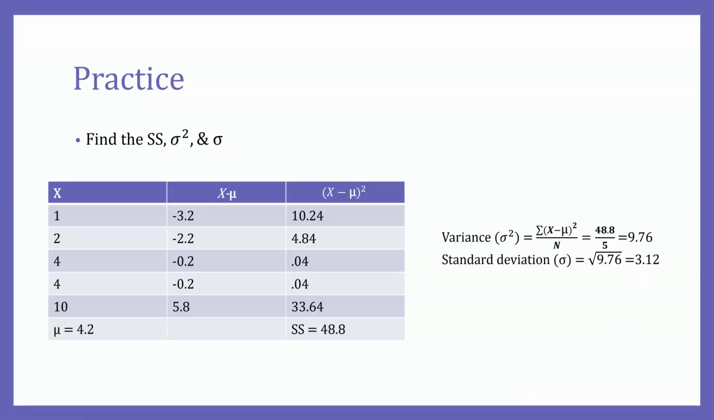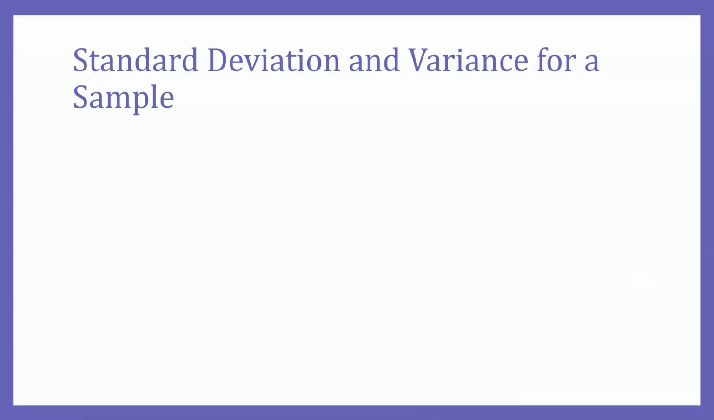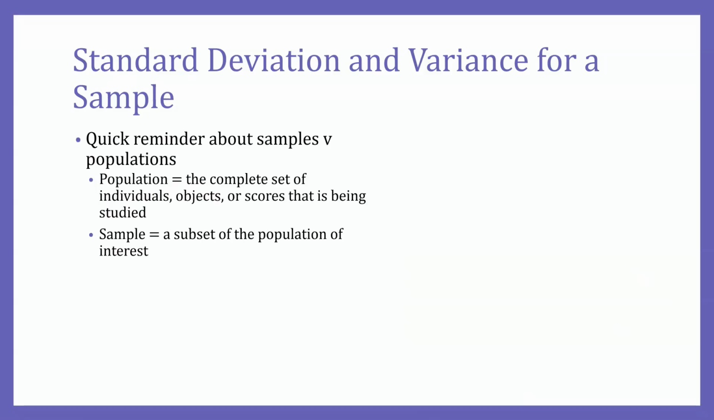Now, I'm going to introduce a slight wrinkle, which is sometimes we are going to be working with a sample. When we're calculating our mean, it doesn't necessarily matter, but when we are working with variability, it actually does. Very quick reminder about samples versus populations. If you remember, a population is that complete set of scores. It's basically everybody that's being studied.